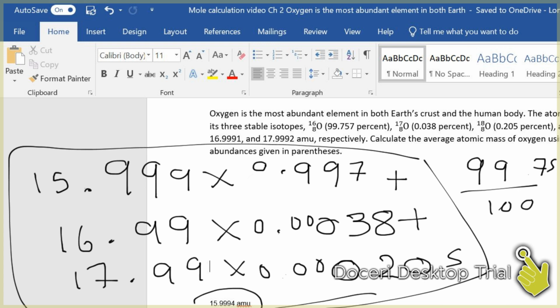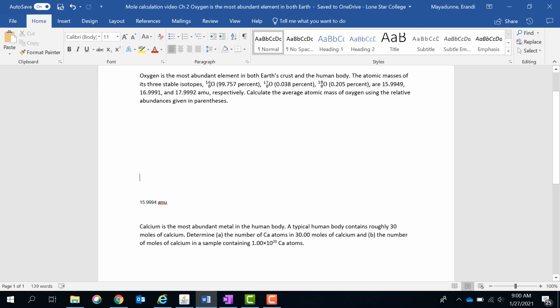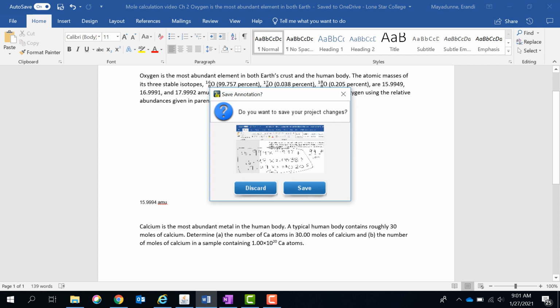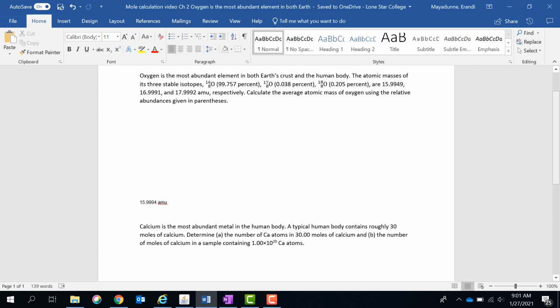Always take the mass of each isotope multiplied by the abundance. So I hope this helps you understand this question in your PowerPoint. And then I'm going to the next question.